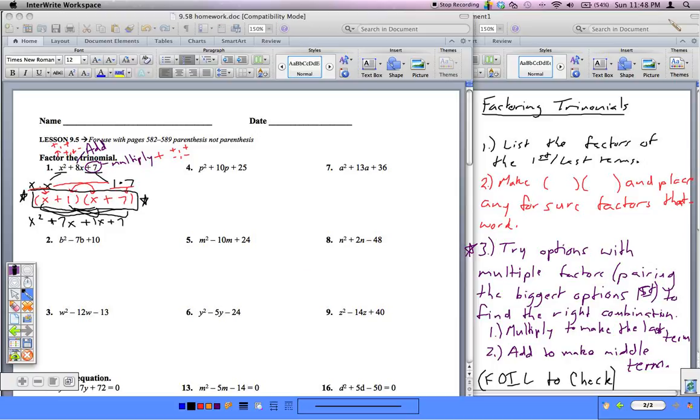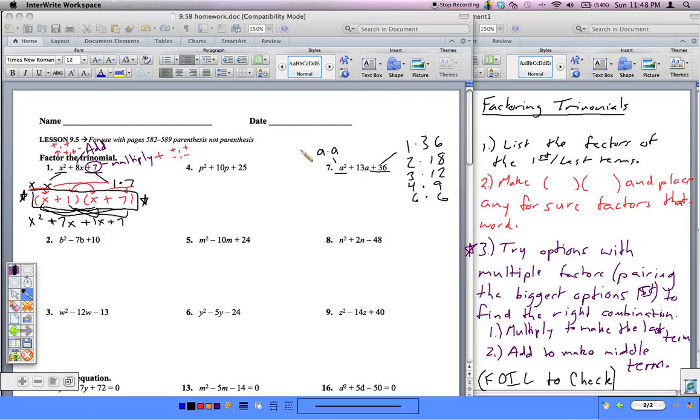So if we jump over to number 7, we have room to work number 7, so let's work that one. I'm going to list the factors of a squared. A times a, that's the only way to make that happen. Now 36 has 1 times 36, it has 2 times 18, it has 3 times 12, and it also has 4 times 9. There is no 5, but there is also 6 times 6.